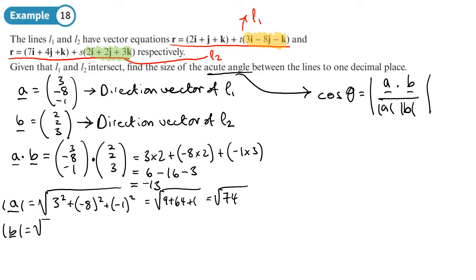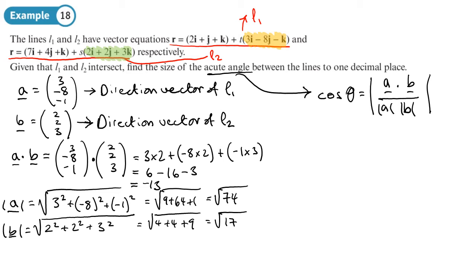And then I want the length of B. So that's just doing Pythagoras on the other vector, the 2, the 2 and the 3. So 2 squared plus 2 squared plus 3 squared. So that's going to be the square root of 4 plus 4 plus 9. So that's root 17.